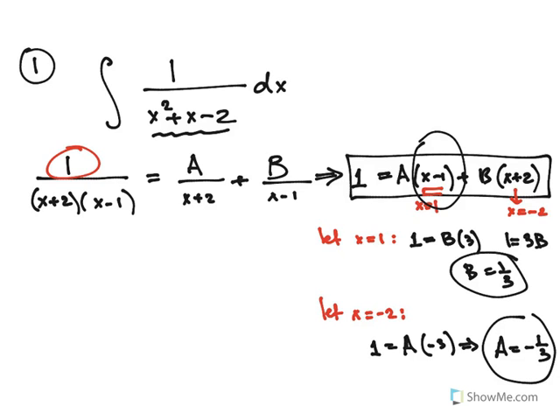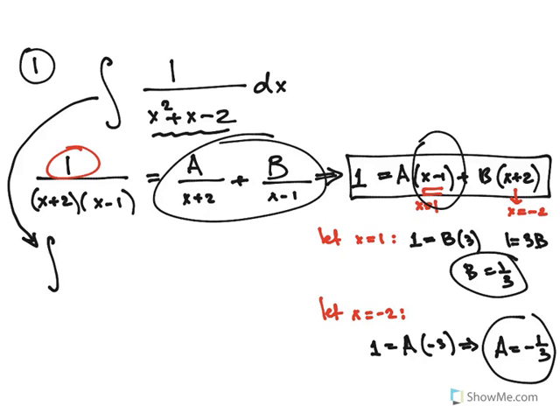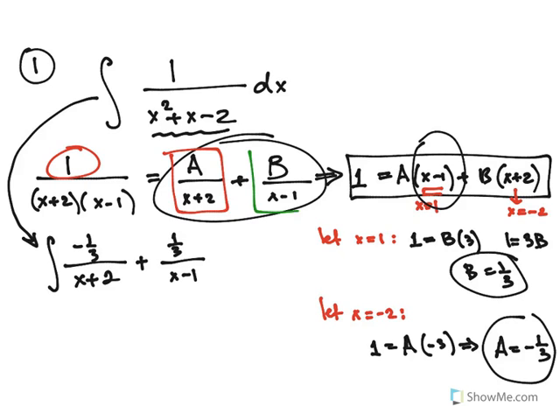Done. So now we can put it all together and say this integral I can express as the integral of, I'm using this part, A over x plus 2. And what's A? Negative 1/3 over x plus 2. So I finished this part. Plus B, and what's B? 1/3 over x minus 1. I did this part. And please don't forget dx because you're integrating.